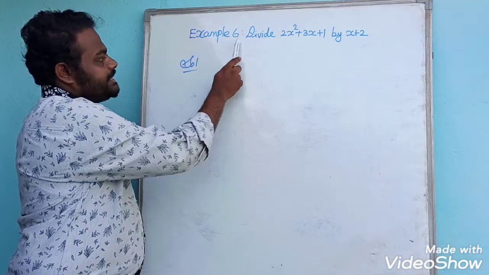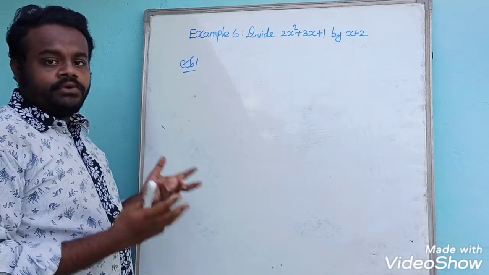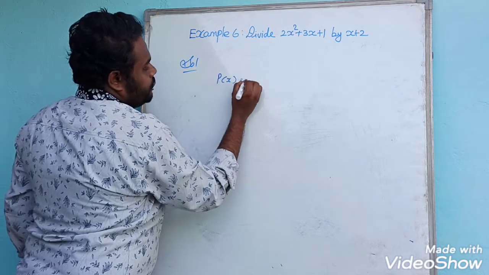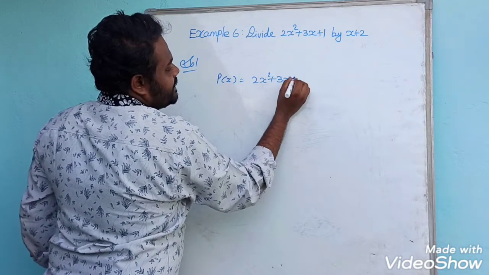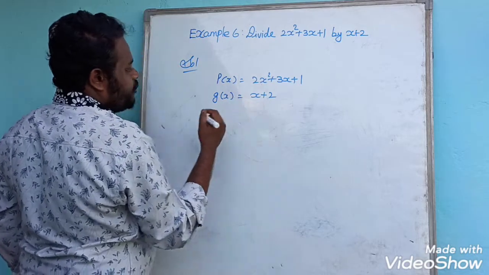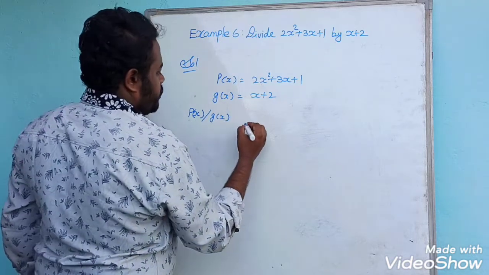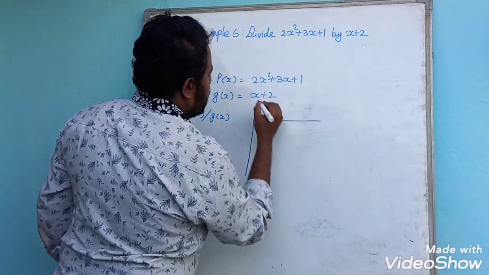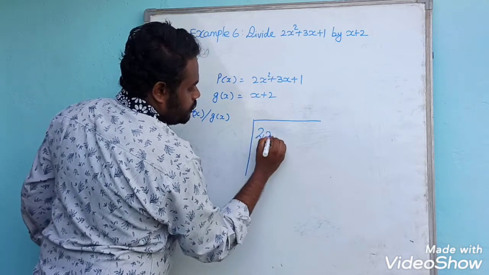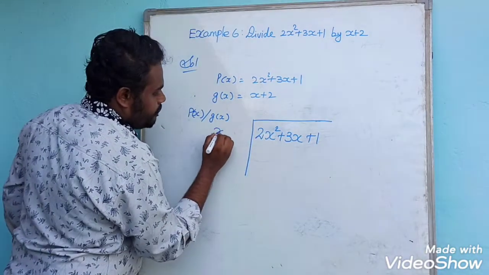Okay, now we see example 6. Divide 2x square plus 3x plus 1 by x plus 2. Already I informed that in the division algorithm, we take two polynomials like p of x and g of x. So I take p of x equal to 2x square plus 3x plus 1, and g of x equal to x plus 2. First of all, we have to divide p of x by g of x in the same normal method. I take the polynomial 2x square plus 3x plus 1, and I take division by x plus 2.